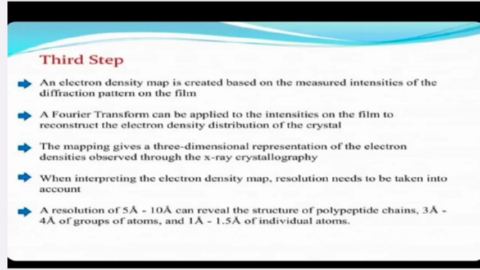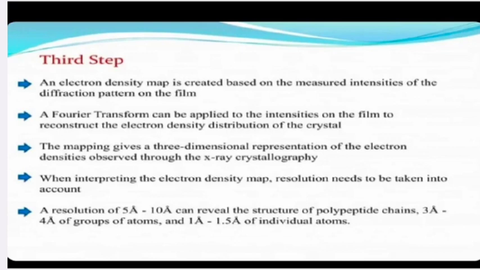In the third step, an electron density map is created based on the measured intensities of the diffraction pattern on the film. The Fourier transform can be applied to the intensities on the film to reconstruct the electron density distribution of the crystal. And when interpreting the electron density map, resolution needs to be taken into account.